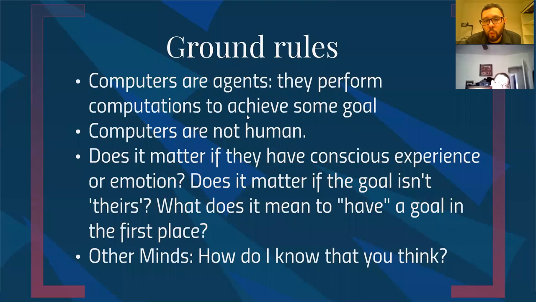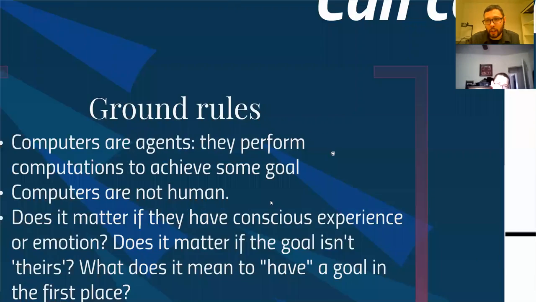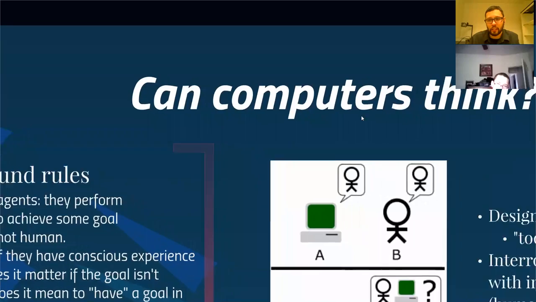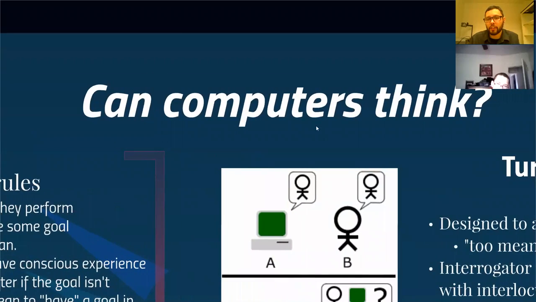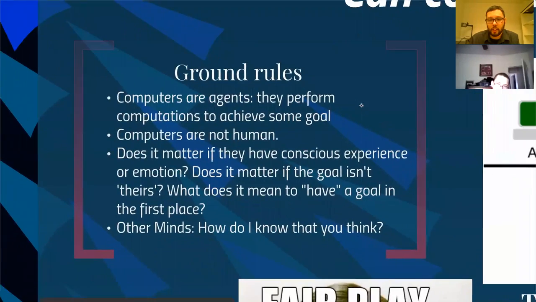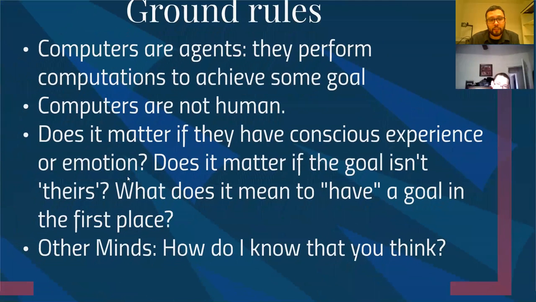But which of those differences matter? Does it matter if they have conscious experience? Do they have to have emotions to be intelligent? If we're asking the general question, can machines think, what matters to whether or not they can think? Maybe you think that they have to have consciousness, so they have to have a capacity for emotions. And if they don't have a capacity for emotions, then they're not really thinking.